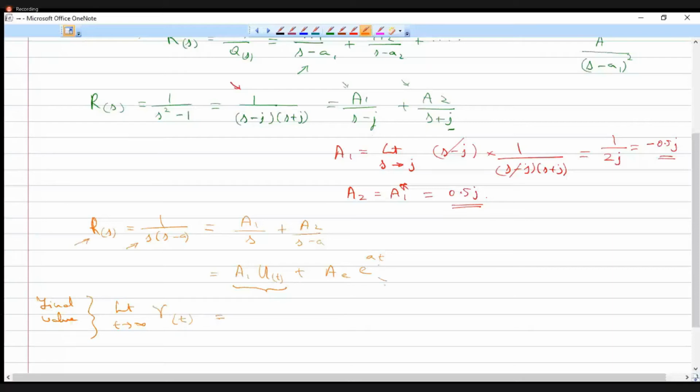As t tends to infinity, r of t, what will it be? Here you will have e power. I'm going to slightly modify this function because otherwise it will go to infinity. So let me write this as s plus a, so this will be s plus a, and you will have e power minus at. That way you will be able to understand this, otherwise the final value will be infinity. So this will be equal to a1 into u of infinity, that is nothing but a1.